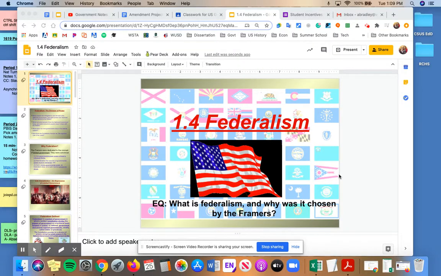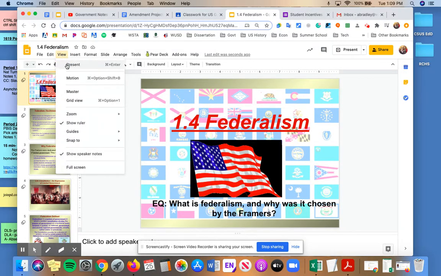Hello, government students. Today we are doing notes 1.4 on federalism. That is Unit 1, our fourth set of notes. This will be our last set of notes for Unit 1 in government about the Constitution. We'll be moving on after this to Unit 2, and we'll be looking at the legislative branch. But as for today, we are doing notes 1.4.